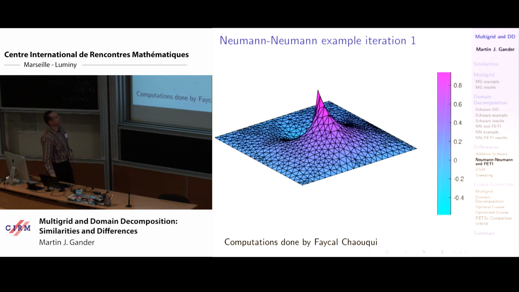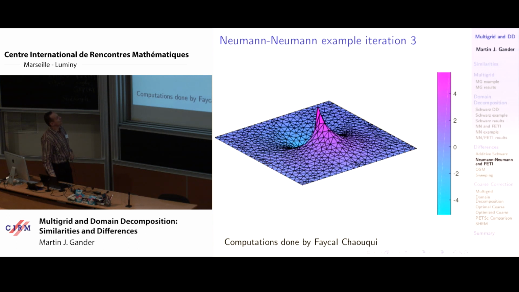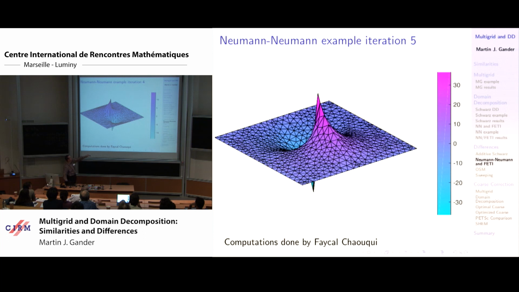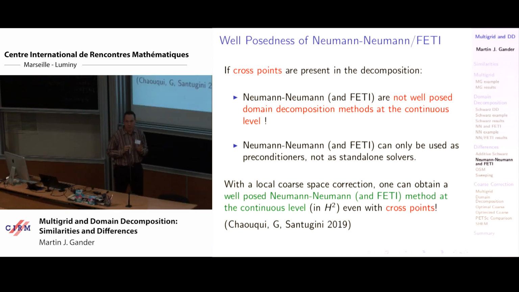This is the first iteration, second iteration, third iteration. Look at what happens at the cross point. Fourth iteration, we're at the scale 10 now. Fifth iteration, we're at the scale 30. This is also not converging. That's why there is a condition number estimate. There is no contraction estimate.